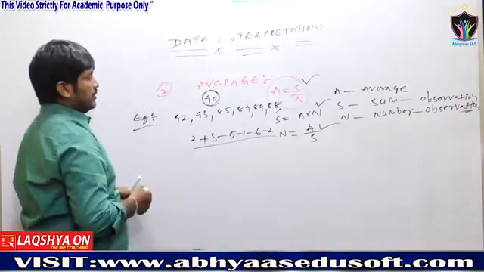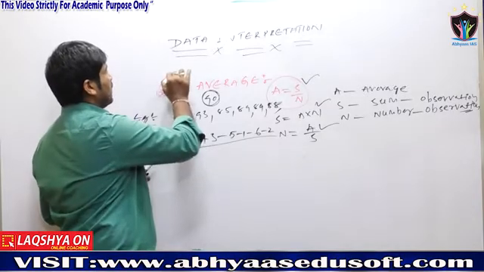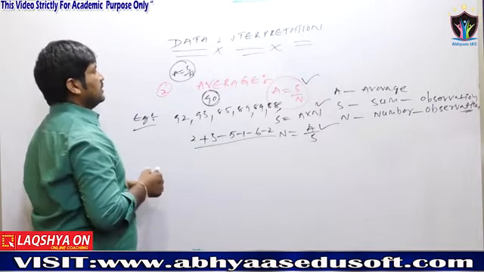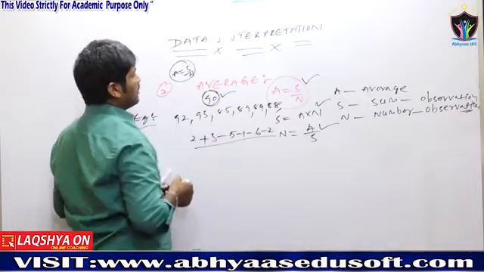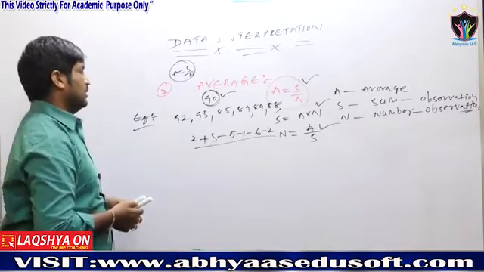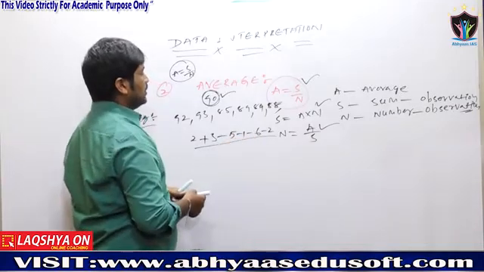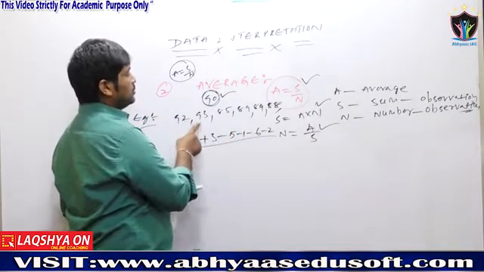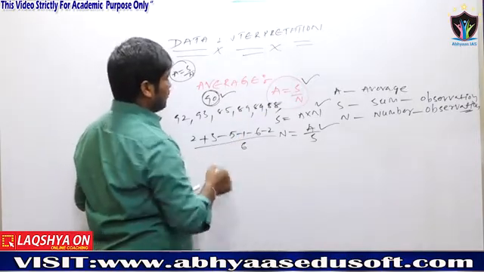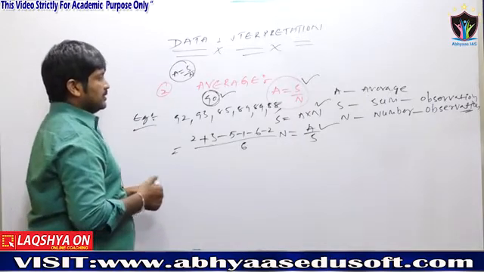Now nothing new here, I am applying only A is equal to S by N, right? But by assuming the nearest value, there is a chance to get the answers in a quicker manner. So here 2, plus 3, minus 5, minus 1, minus 6, minus 2. The number of variables are 1, 2, 3, 4, 5 and 6. We can say the number of variables is 6.